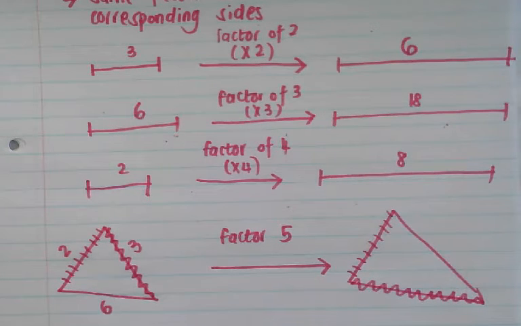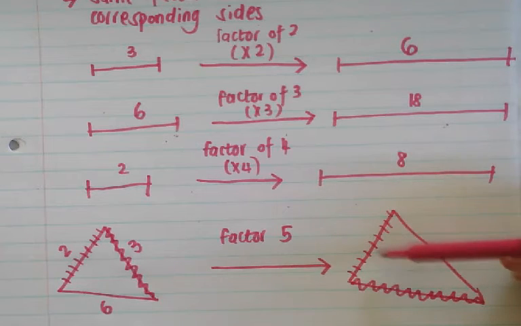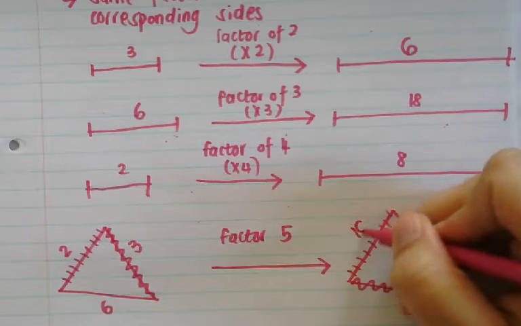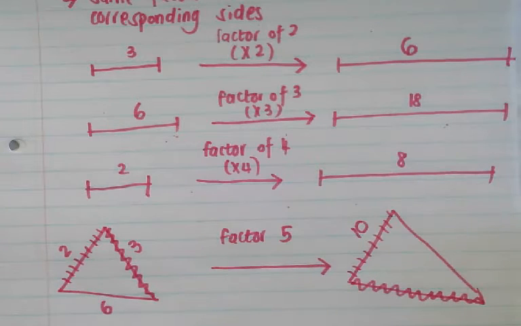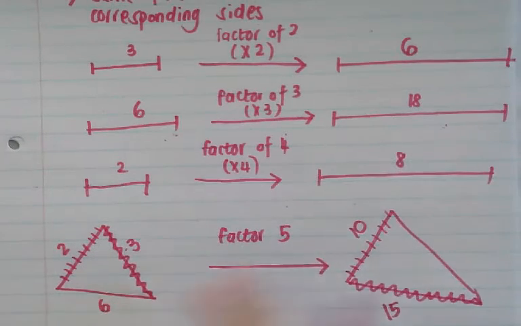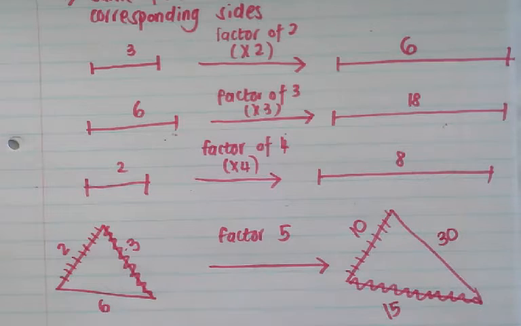So if I have a factor of 5, what would my lines going through it be equal to? My squiggly line, 3 times 5 is 15, and my solid line, 6 times 5, 30. So we had to make sure we knew which were the corresponding sides and that every side increased by the same factor. And that is what we mean by proportionate.